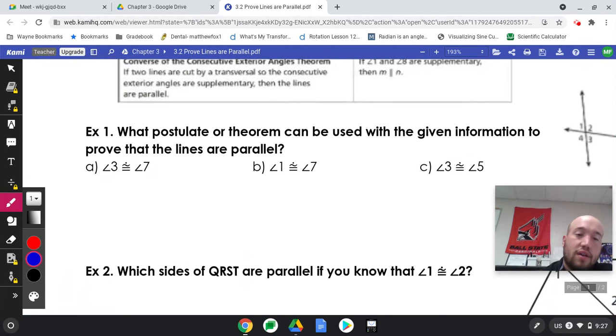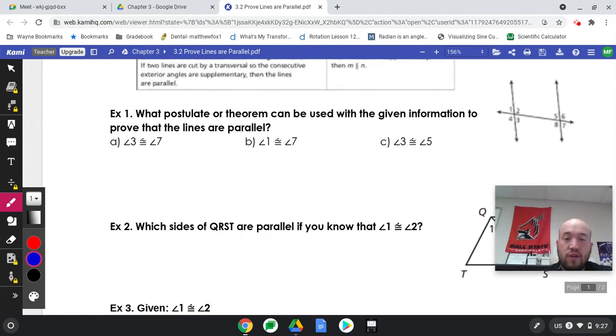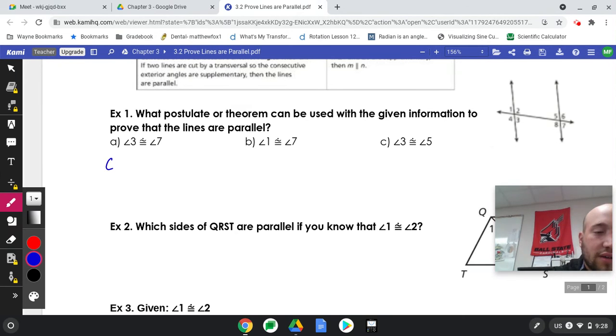So if we look here, it says which postulate or theorem can be used if we are told that angle 3 and angle 7 are congruent, to show these lines are parallel? So 3 is here, 7 is there. They would be corresponding, down to the right from the point of intersection. So it's the converse of the corresponding angles, and it's technically a postulate. I'm not going to make you put postulate or theorem. You can just put converse of the corresponding angles.